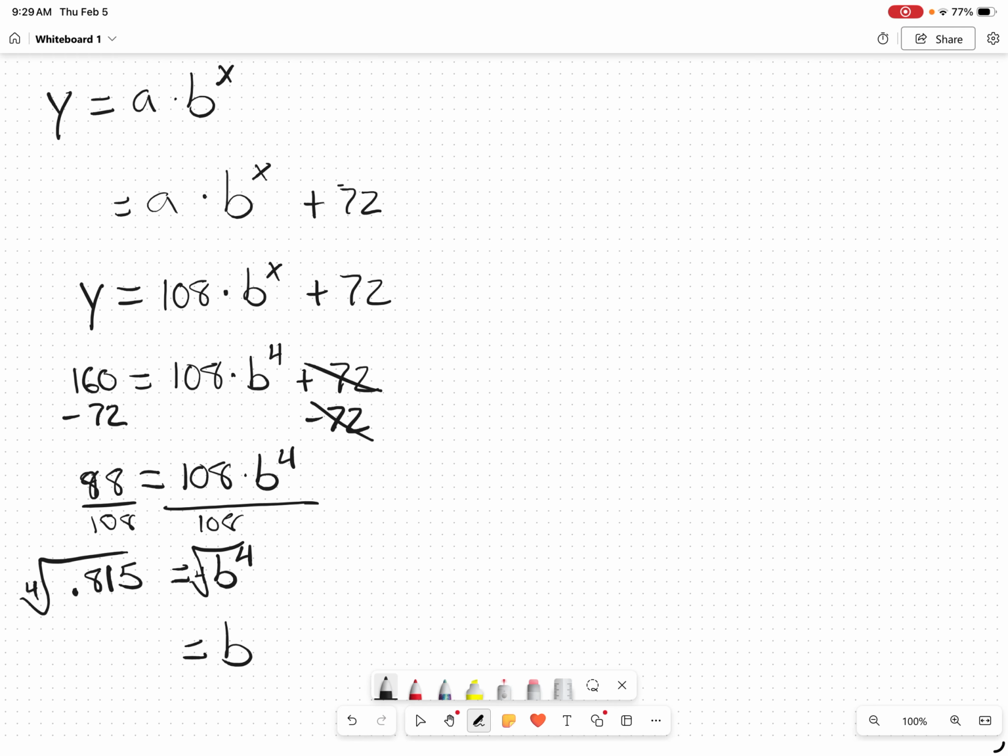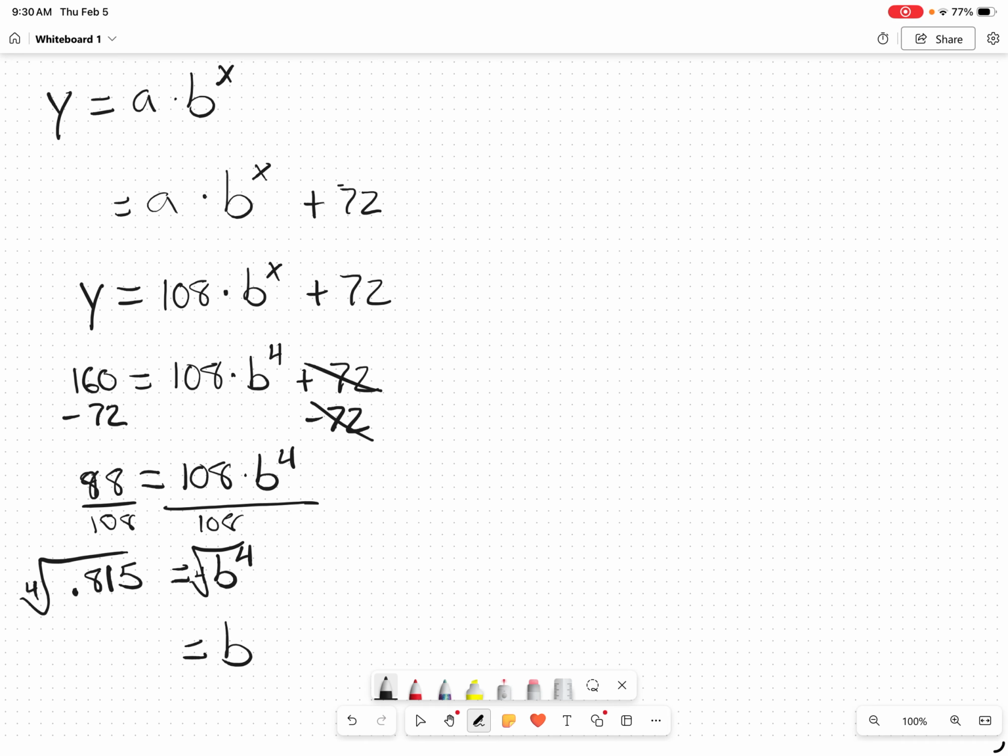Trying to make my calculator work here. Sorry guys, I was trying to find a way to show you, but I don't have that on me. So let's just make this work.